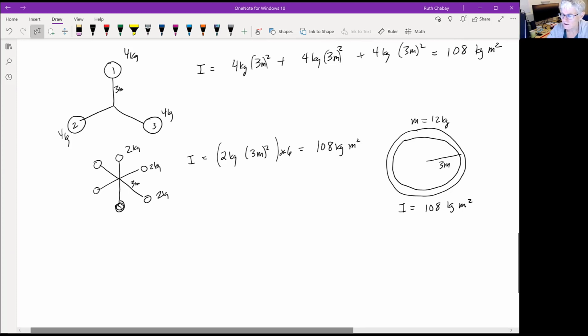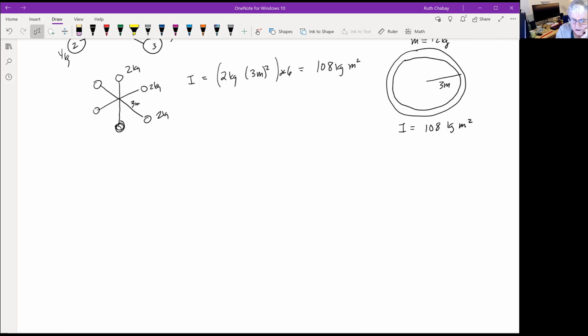Okay, so let's see if we can put this together. We have the definition of moment of inertia as the sum of m1 r1 squared plus m2 r2 squared, where we're talking about the perpendicular distance. The rotational kinetic energy of something is a half times the moment of inertia times the angular speed squared.